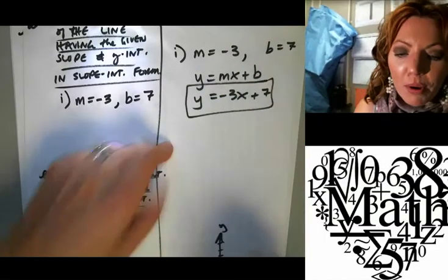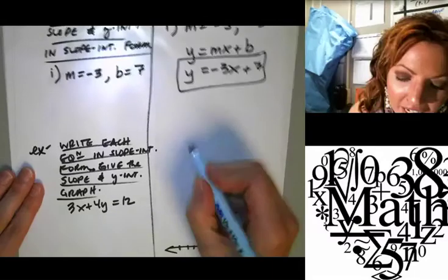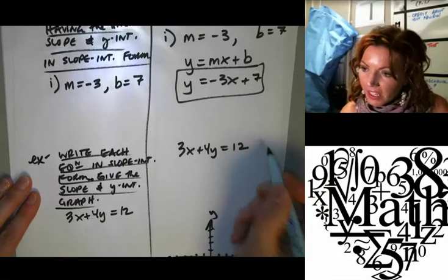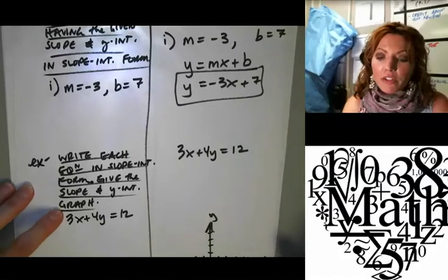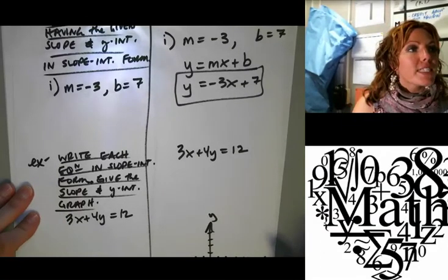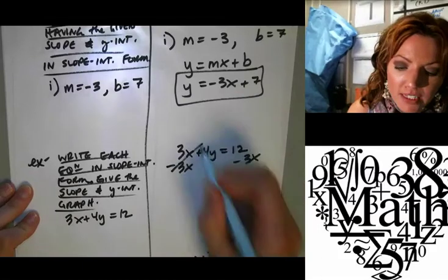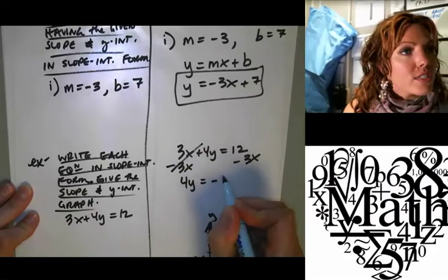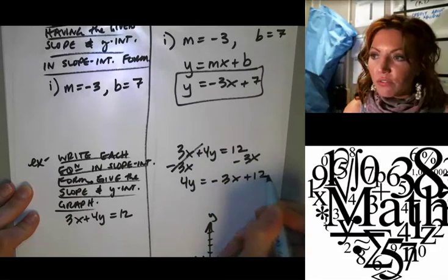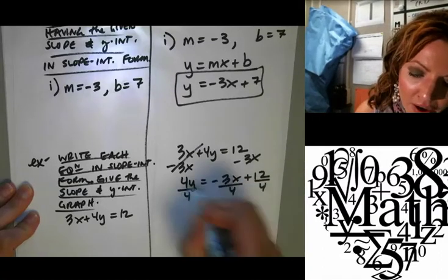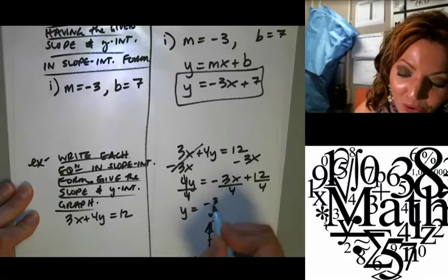Okay, next. 3x plus 4y equals 12. Okay, write it in slope-intercept form. That means get y by itself. So, we're going to subtract 3x from both sides. 4y equals -3x plus 12. Okay, then divide by 4. Y equals -3/4 x plus 3.